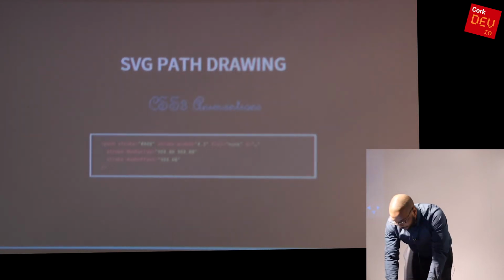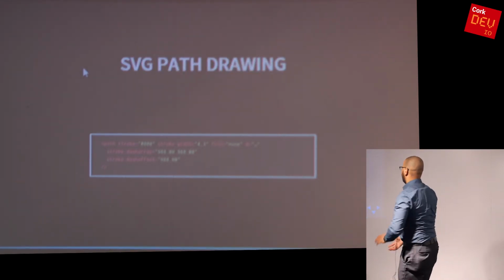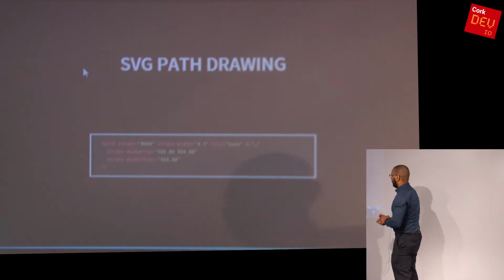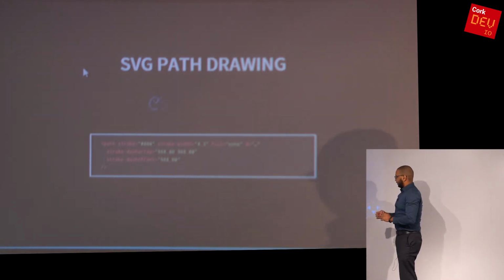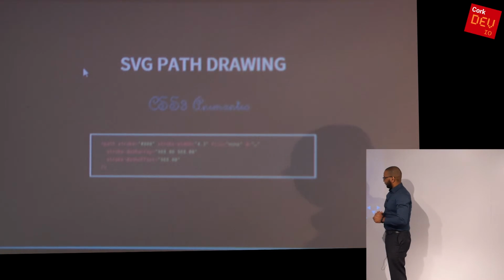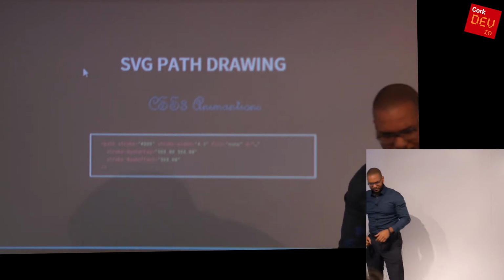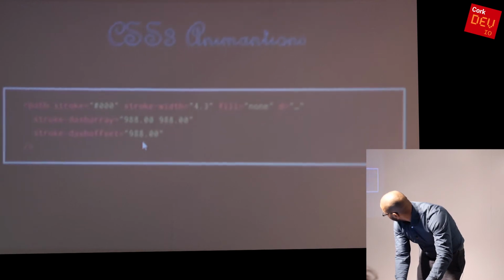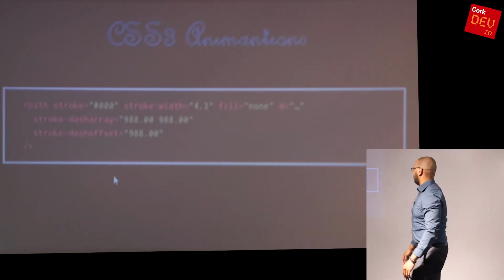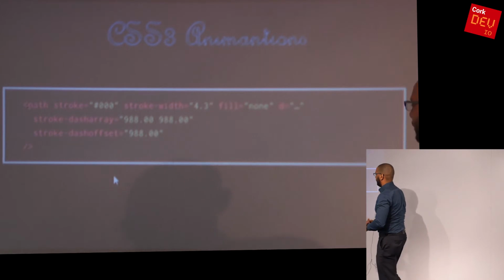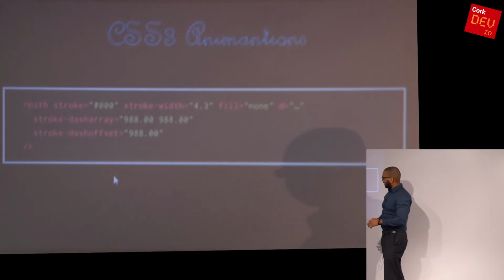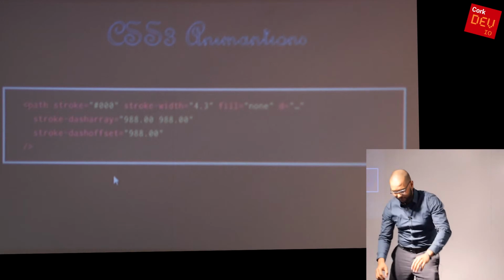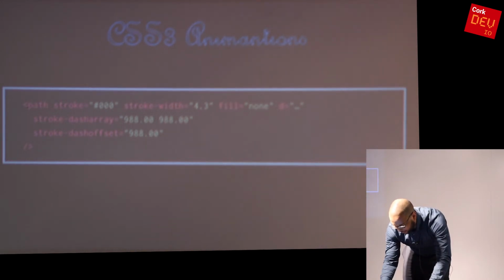Then, maybe we can... yeah, another cool thing we could do is SVG path drawing. It's maybe something you don't see often, but it's out there if you want to use it. Maybe you can see this. It's kind of simple. If we have this simple SVG, well, this is the path property.